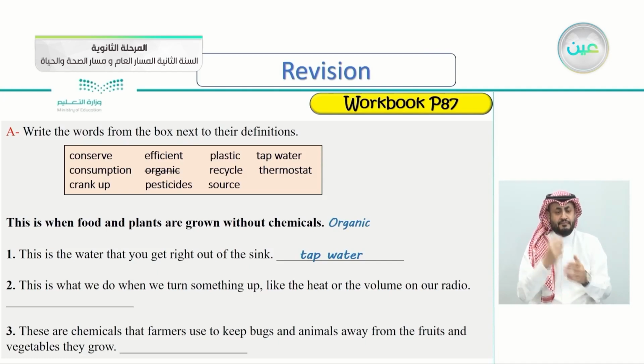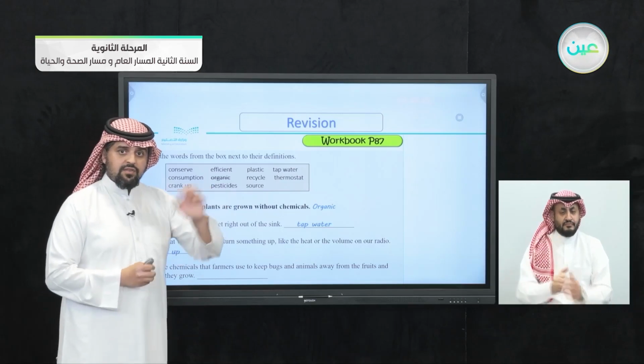Number 2, this is what we do when we turn something up, like the heat of the air conditioner or the volume of the television or the radio. So what do we call it? Let's check the answer here together. To crank up. When someone says crank up the volume, it means to turn the volume up.